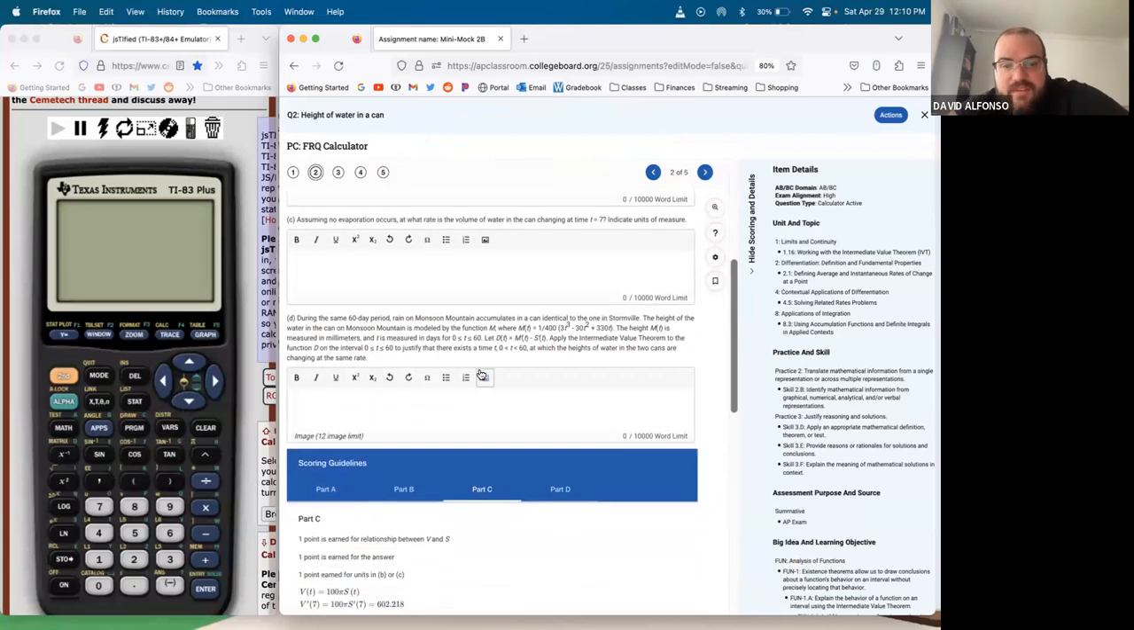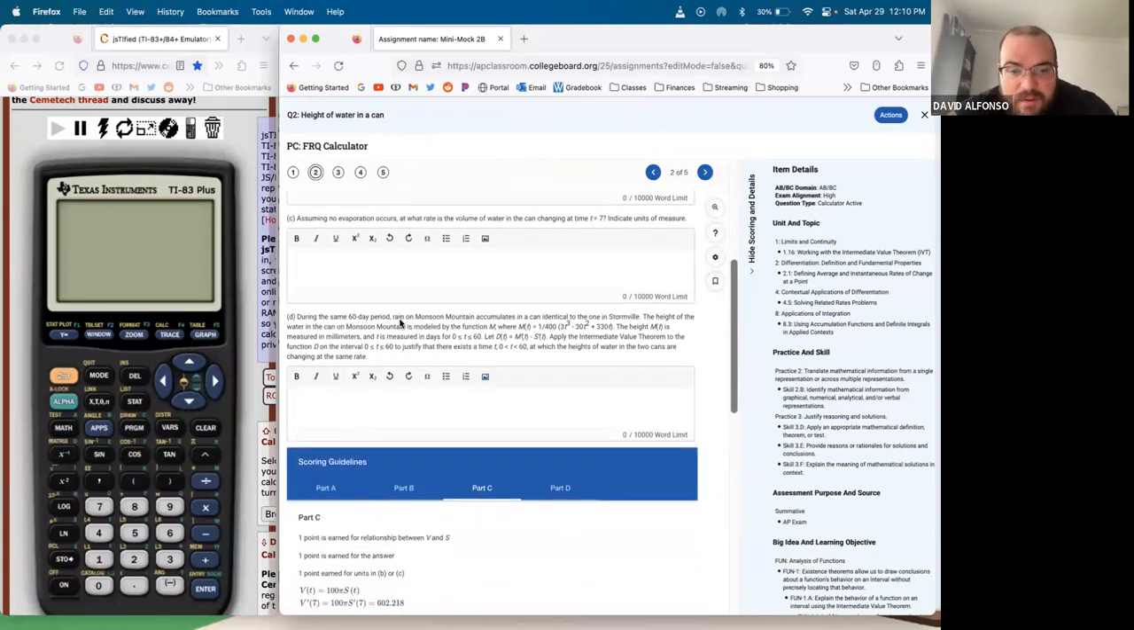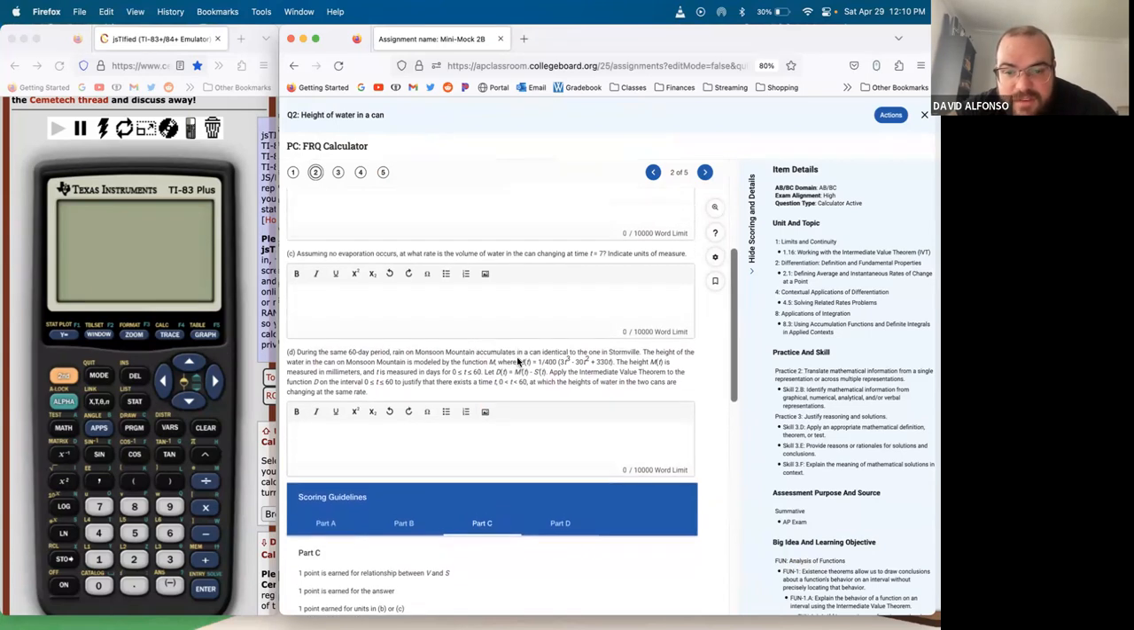Okay. During the 60-day time period, rain on Monsoon Mountain accumulates in a can identical to the one in Stormville. The height of water in the can on Monsoon Mountain is modeled by the function m. So m represents the height. It's not a rate. M is now the height. The height m is measured in millimeters and t is measured from 0 to 60. Let d of t equal m prime t minus s prime t.